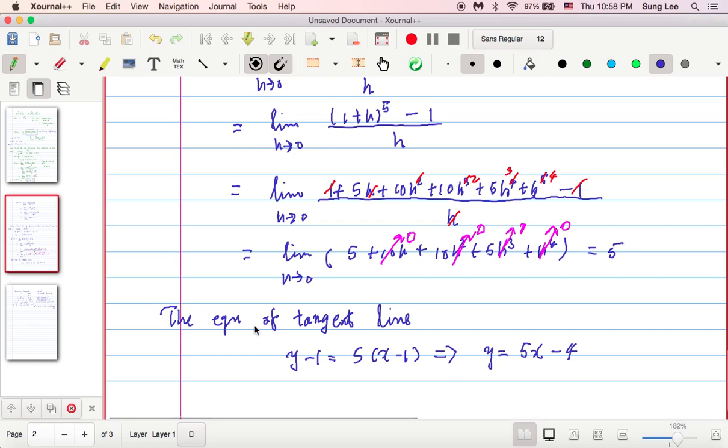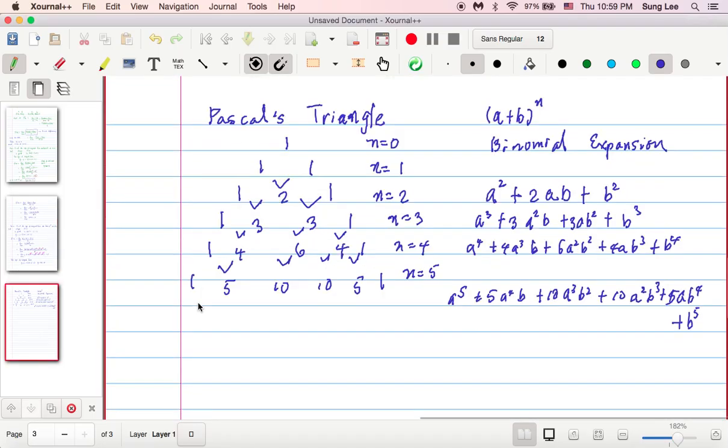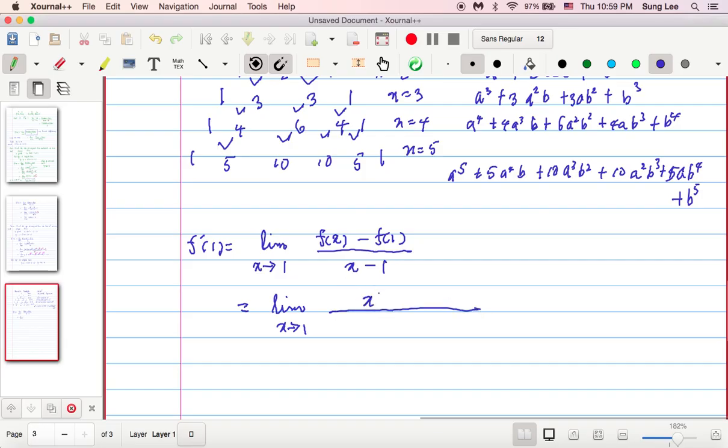Okay, so lastly, I want to calculate this f prime of 1 using the alternative definition, okay? So let's do it here. We want to calculate f prime of 1 using the second definition: limit, in this case, x goes to a, which is 1, of f of x minus f of a, which is f of 1, all over x minus 1. So limit x goes to 1, f of x is x to the 5 minus 1 over x minus 1.